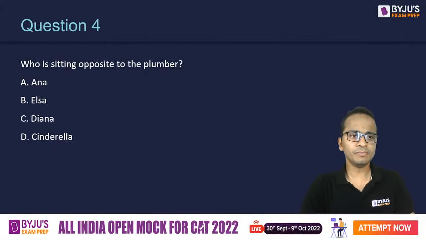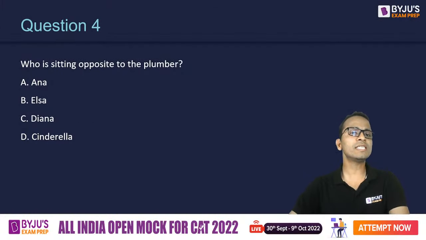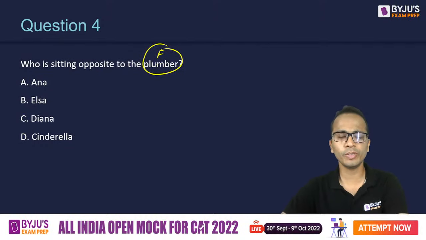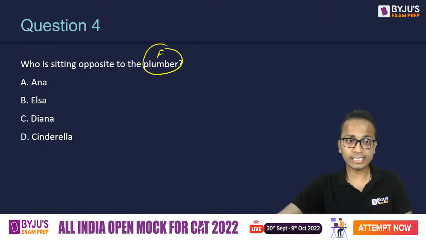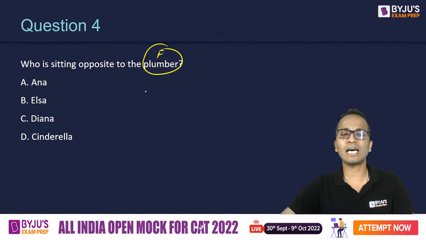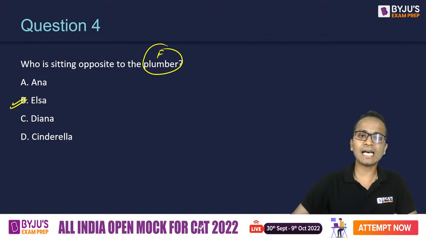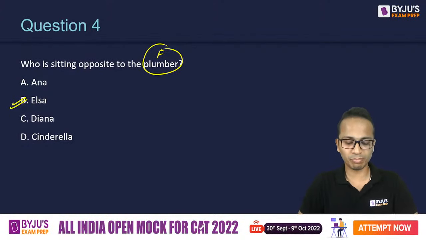Final question of the day. Question number 4. Who is sitting opposite to the plumber? Plumber के opposite कौन है? Who is the plumber? F is the plumber. So F who is a plumber, who is sitting opposite to it? So it is, yes, it is E who is the carpenter. So Elsa is sitting opposite to the plumber.